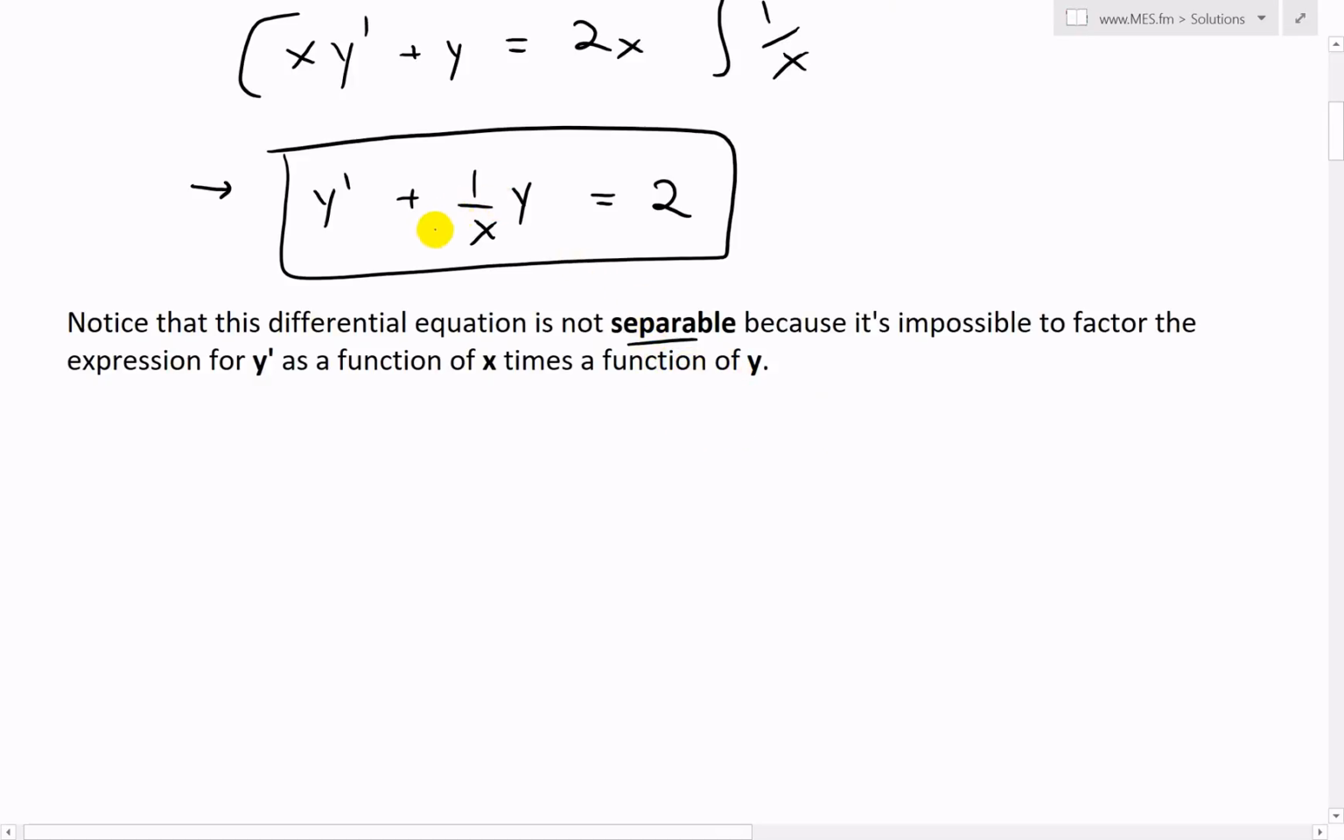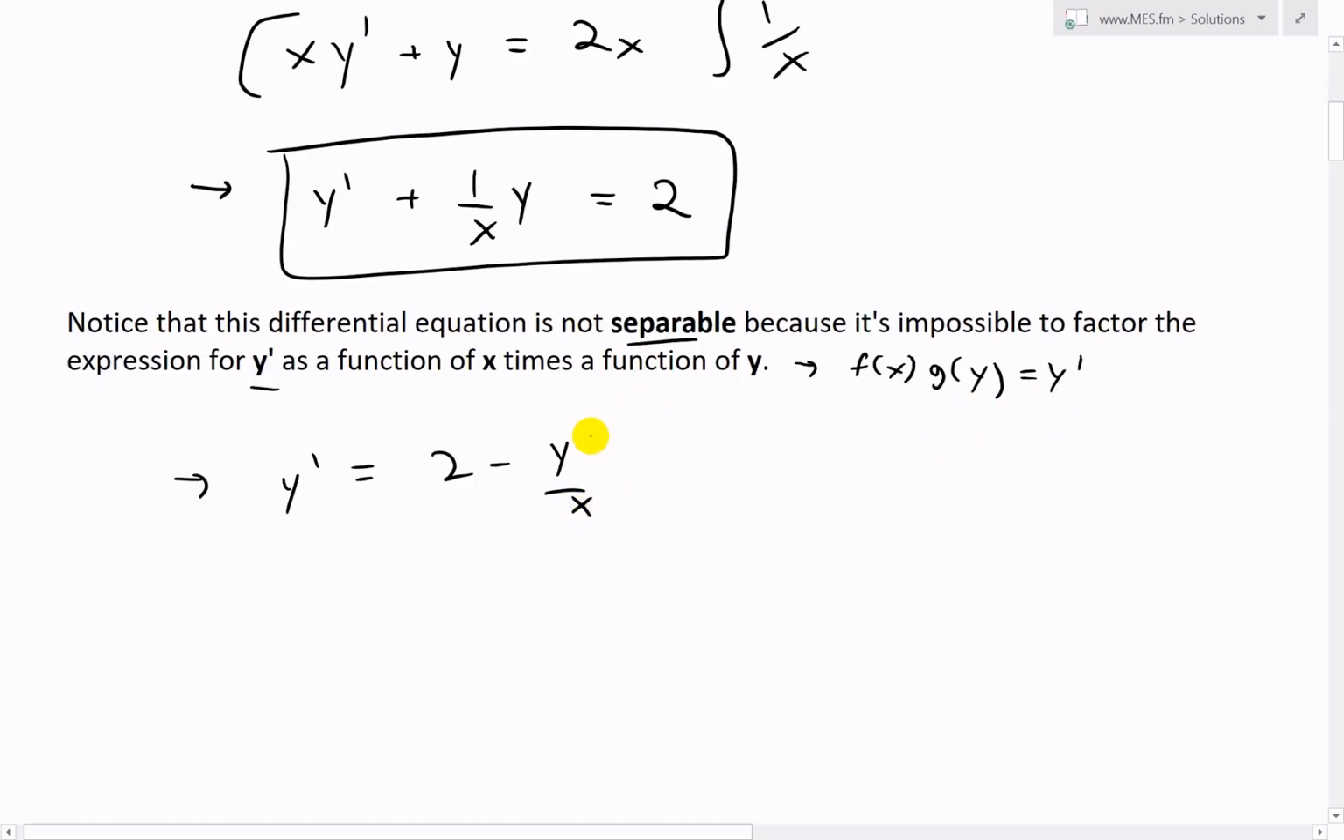For example, if you want to rearrange this to get y prime by itself, we move this to the other side, and y prime equals 2 minus y over x. Now if you want to separate these so that it's a function of x times a function of y, i.e. f of x times g of y, that's what we want this right side to equal to, y prime. Then we can divide this over and then integrate, etc. But here, notice we can't really do that.